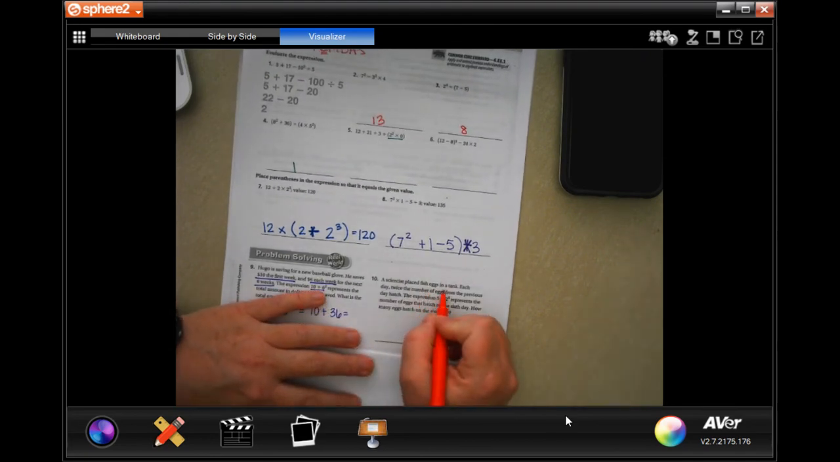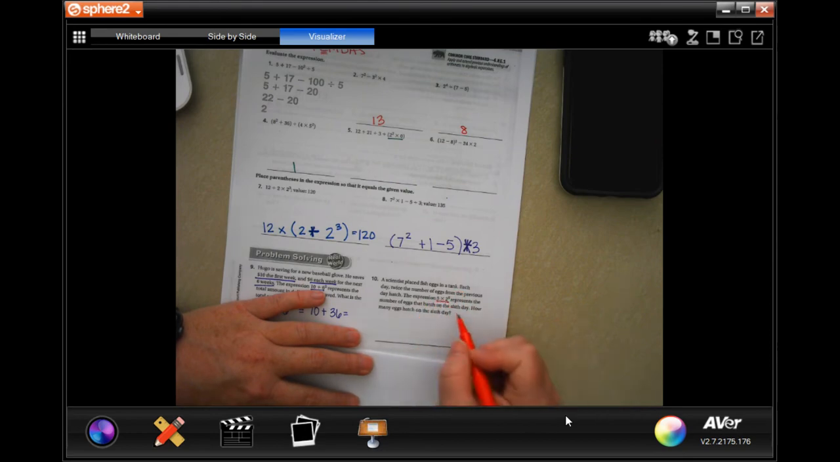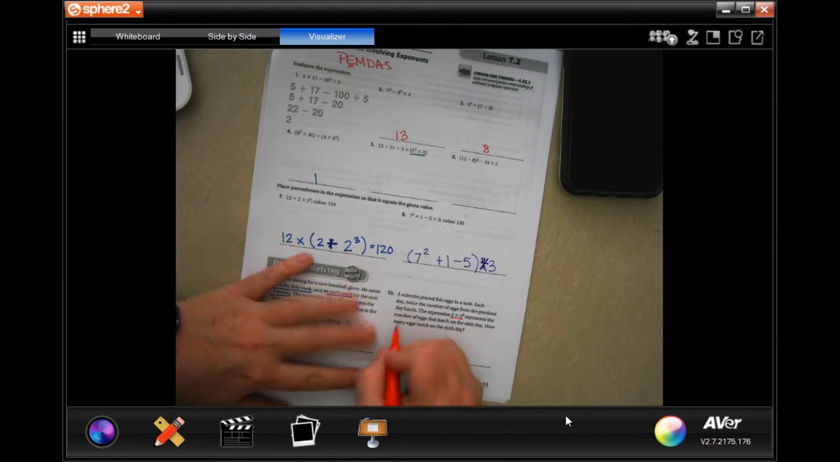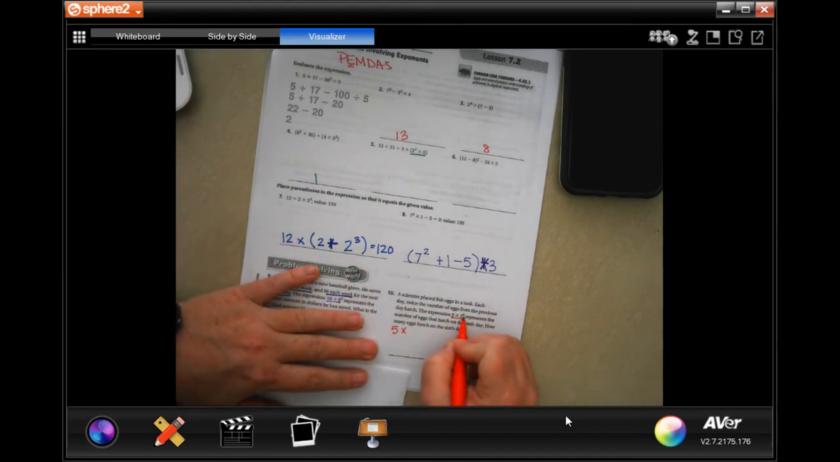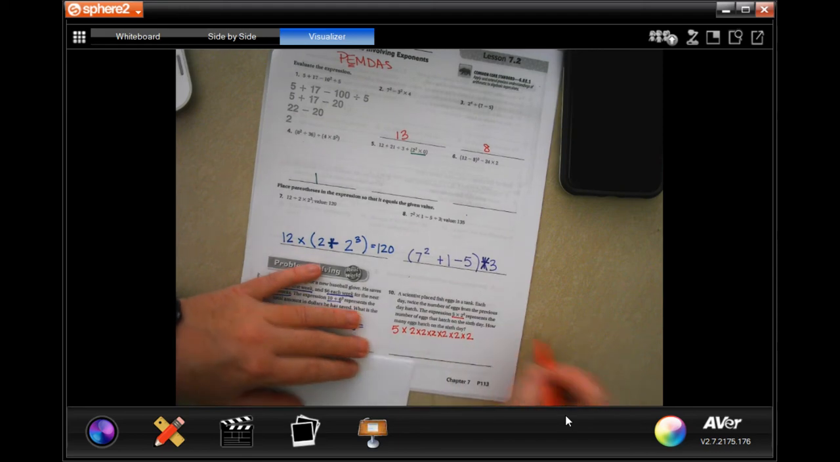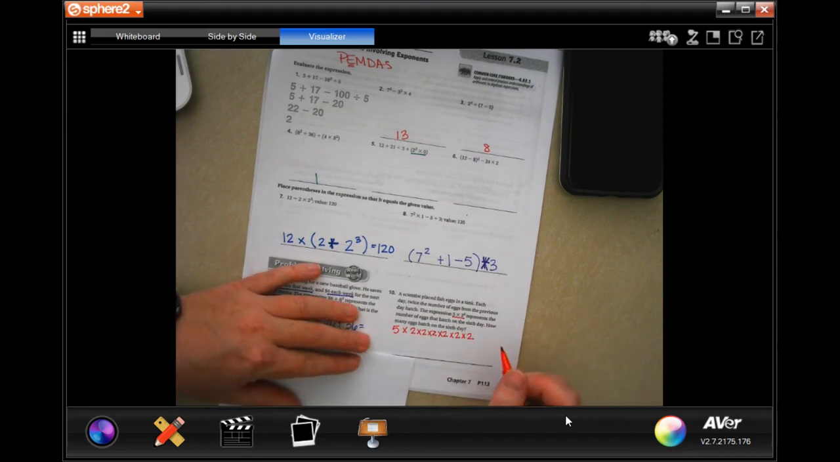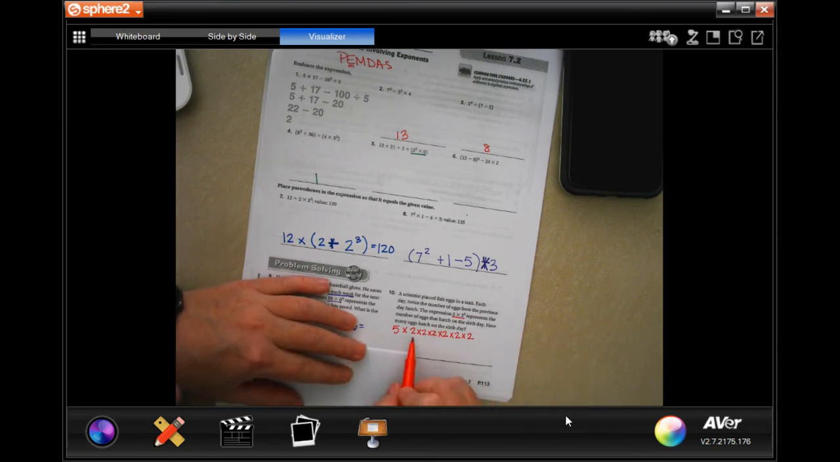This scientist placed fish eggs in a tank. Each day, twice the number of eggs from the previous day hatch. The expression 5 times 2 to the 6th represents the number of eggs hatched on the 6th day. How many eggs hatched on the 6th day? So we're going to do a 2 six times. 1, 2, 3, 4, 5, 6. Sorry, it's hard to write another number when you're counting by ones. So, okay. So 2 times 2 is 4. 4 times 2 is 8.